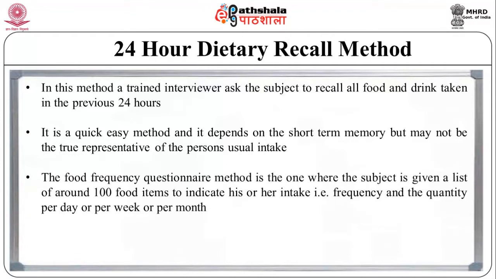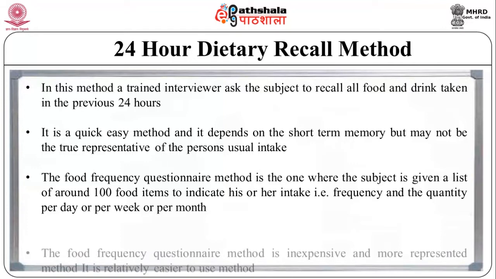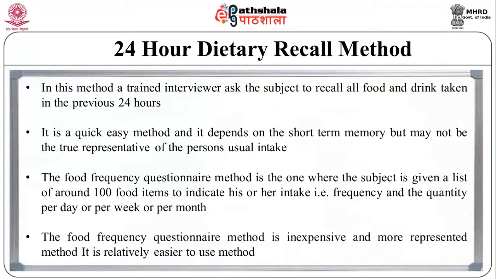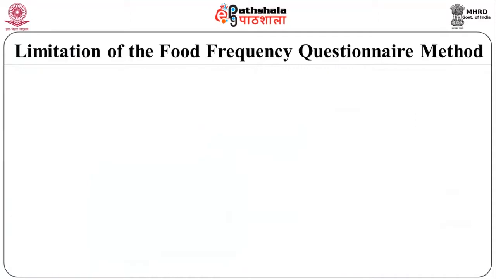The food frequency questionnaire method is the one where the subject is given a list of around 100 food items to indicate his or her intake, that is frequency and the quantity per day or per week or per month. The food frequency questionnaire method is inexpensive, more representative and relatively easier to use.